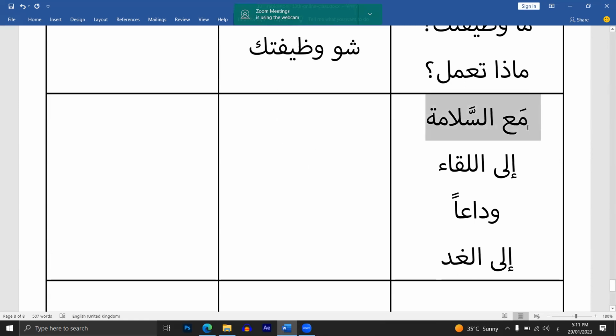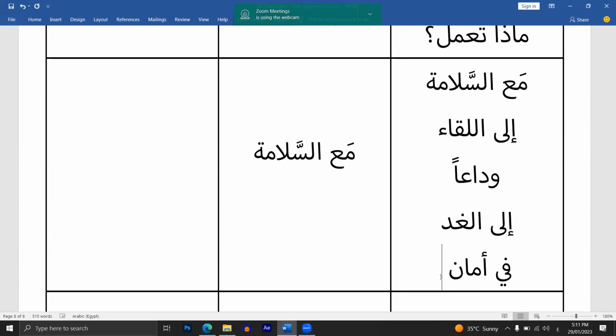The most common one we are using in our daily Arabic is مع السلامة. Yes, في أمان الله also we can use it. في أمان الله. Aman means safety. Allah means the God. في أمان الله, go in the safety of God. Something like that. It's like a prayer.